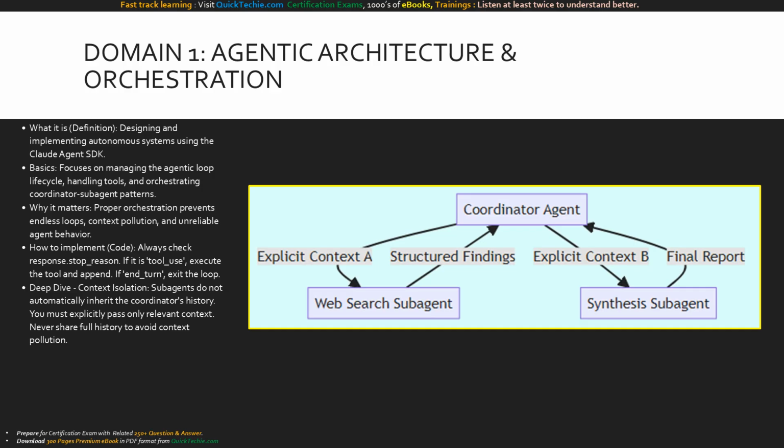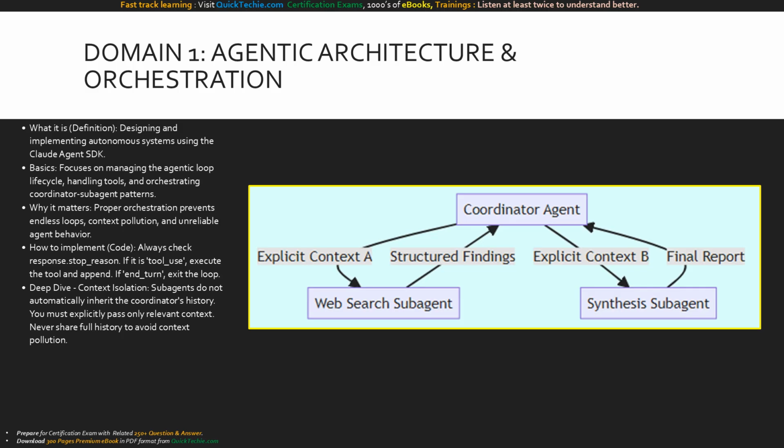We also look at multi-agent orchestration. A massive exam tip here: sub-agents require context isolation. They operate in a hub-and-spoke model. If an exam option suggests sharing the coordinator's full conversation history with a sub-agent, it is always the wrong answer. Pass only the explicit, relevant context.